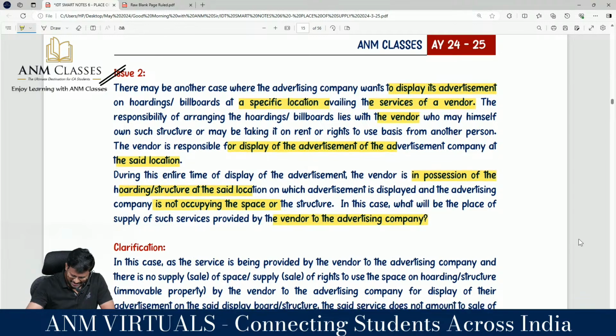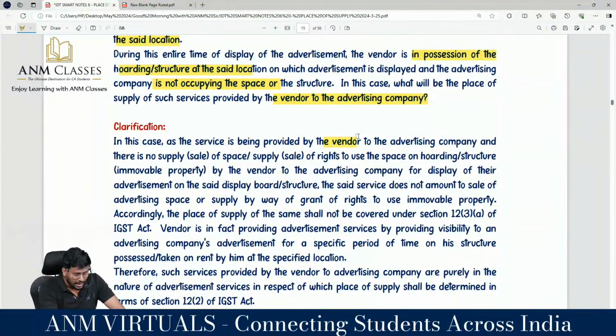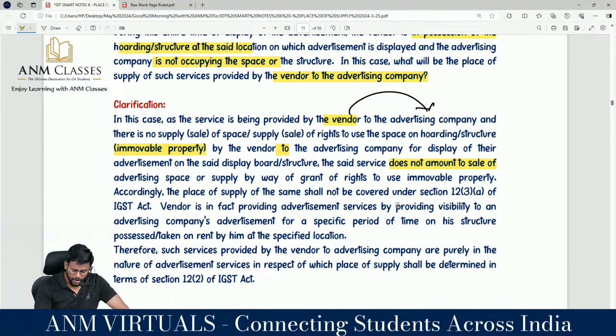In this case, the service is being provided by the vendor to the advertising company, and there is no sale of space or supply of rights to use the space on hoarding or structure, that is immovable property, by the vendor to the company for display of their advertisement on the said display board or structure. Said service does not amount to sale of space or supply by way of grant of right to use immovable property. Accordingly, the place of supply shall not be covered under section 12 subsection 3 clause A of the Act. The vendor is in fact providing services by providing visibility to a company's advertisement for a period of time on structures that are possessed or taken on rent by him at the specified location.